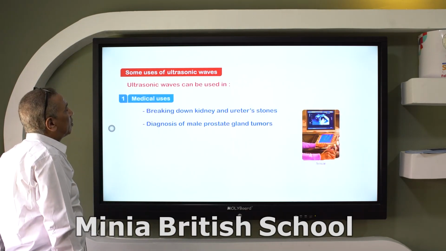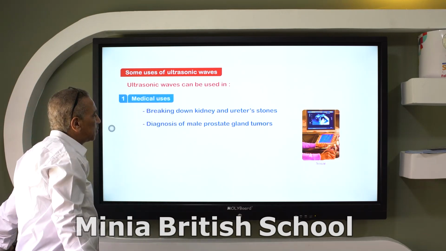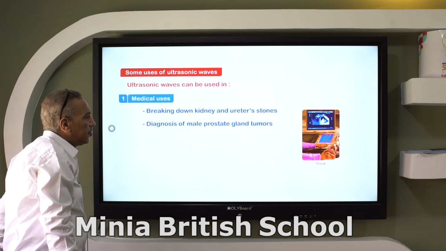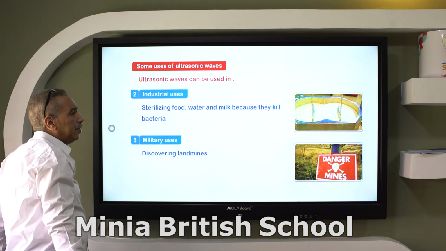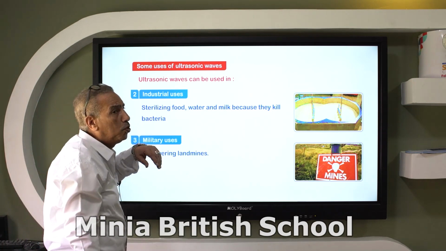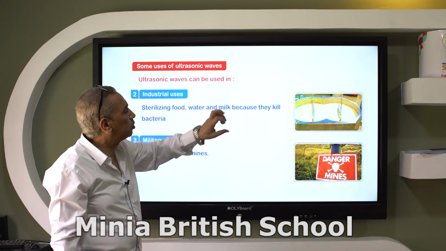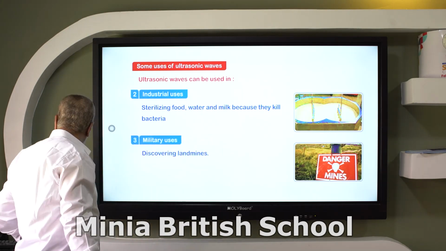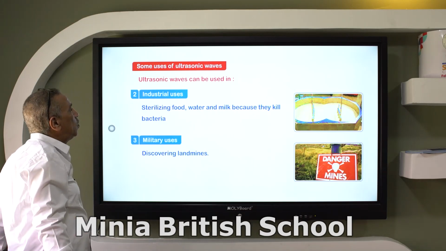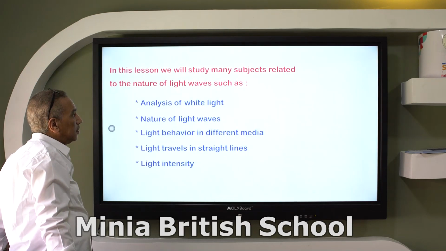We use the ultrasonic for different purposes: in breaking kidney and urethral stones, and diagnosing male prostate gland tumors. In industry, we can use it in sterilizing food, water and milk, because it has the ability to kill the bacteria. In military purposes, we can discover landmines by using the ultrasonic waves.